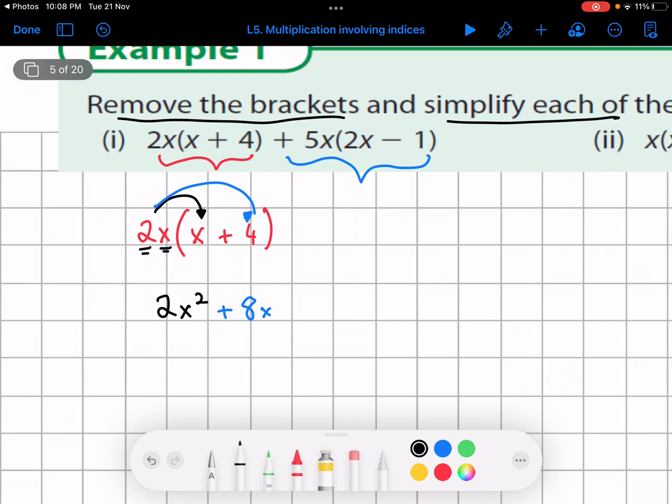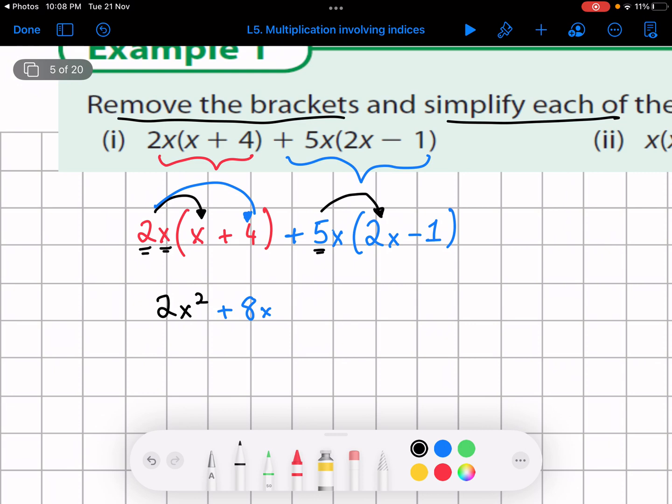That we have now removed the brackets for the first part of the sum. Let's do it for the second part. So in the second part we have plus 5x multiplied by everything in the brackets, which is 2x minus 1. We do the same thing here. We multiply the plus 5x by 2x.